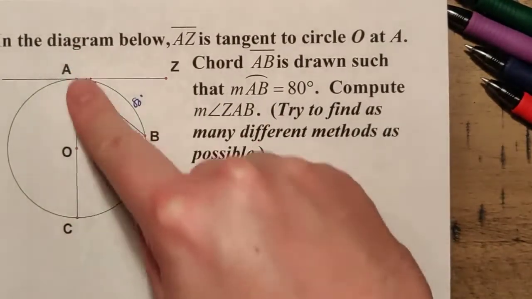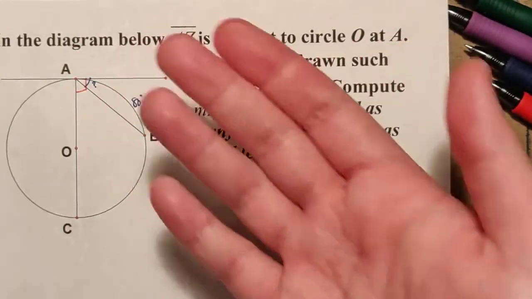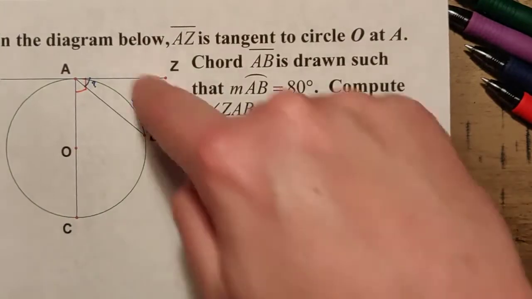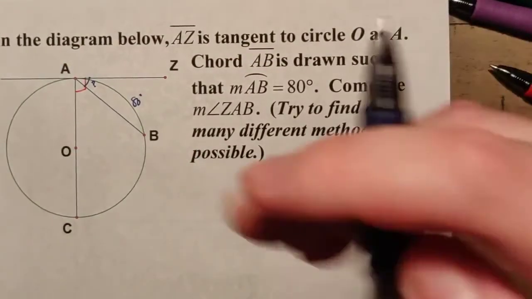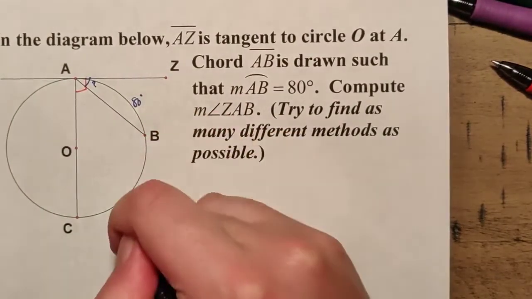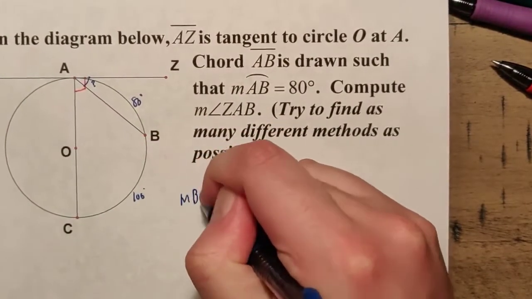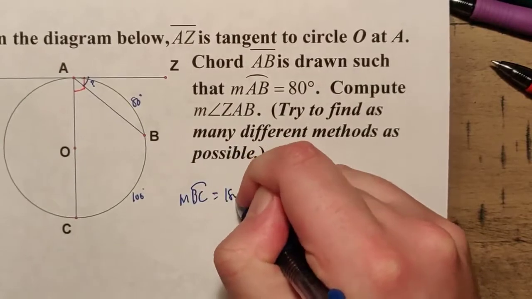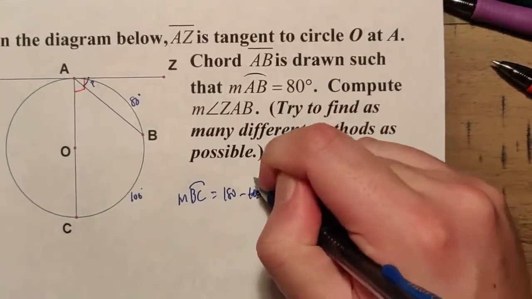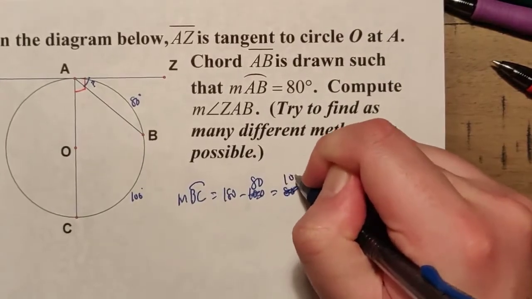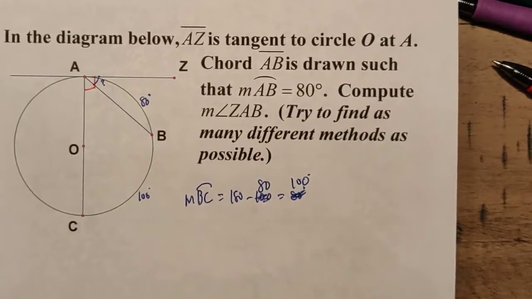Now, we also know that AC is a diameter here. As a result, this is half a circle, so that's 180 total. ABC is 180, AB is 80, so what's left over is BC, which is 100, right? So the measure of arc BC is, sorry, the other way around: 180 minus 80 equals 100.